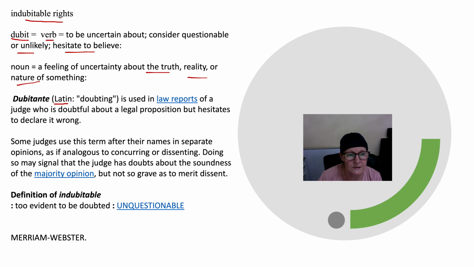Now, this is used in law of a judge who is doubtful about a legal proposition, but he hesitates to declare it wrong. So what this means is when they create an act, and if somebody goes and asks the court for a declaration of their indubitable rights and says to the judge that this act is repugnant to my indubitable rights, the judge doesn't need to say who is right or who is wrong.